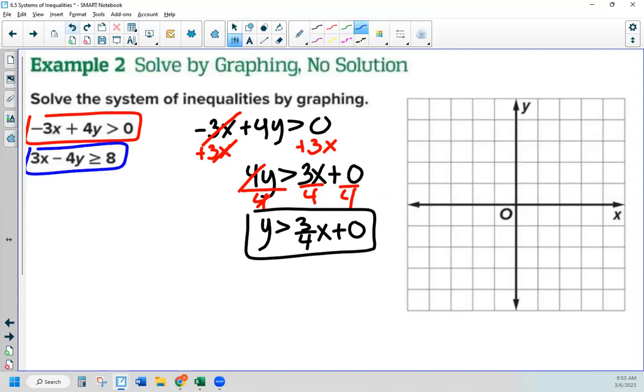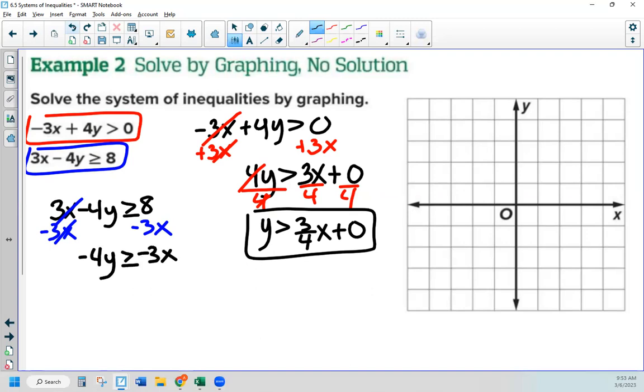Let's go ahead and do this one as well, just get it out of the way. So we have 3x minus 4y is greater than or equal to 8. We would take the 3x, same idea, but by subtraction this time, because that 3x is positive. That's going to leave us with -4y. Don't forget to bring that negative in front of the term. Here, we're going to keep writing it as -3x plus 8, because those two terms are not like terms.